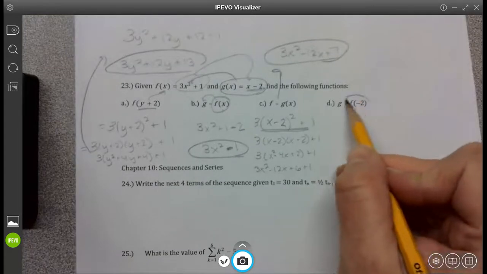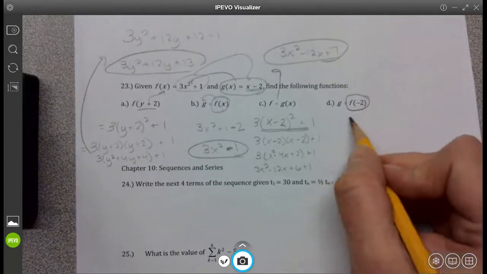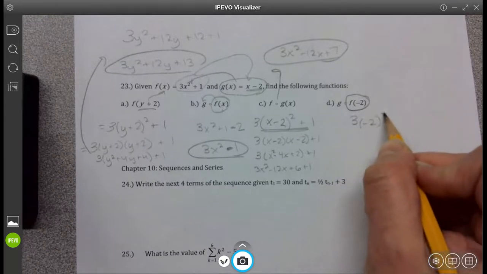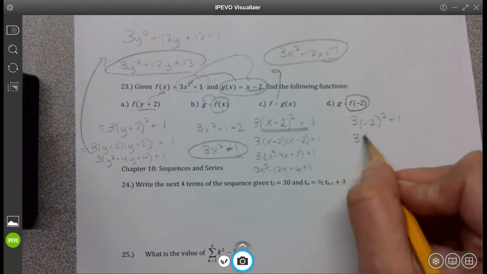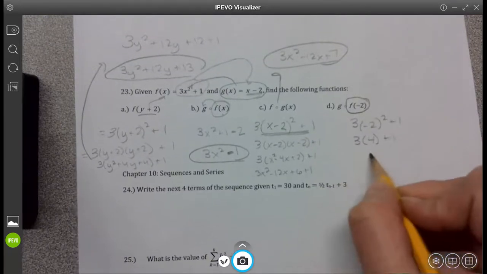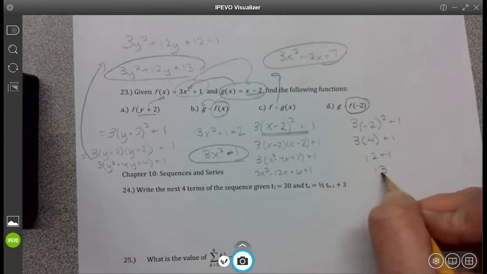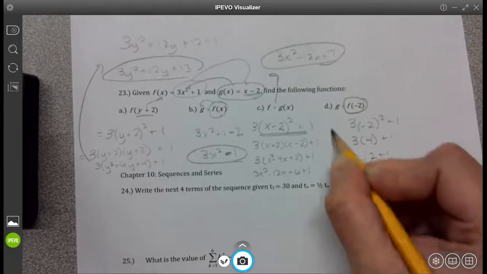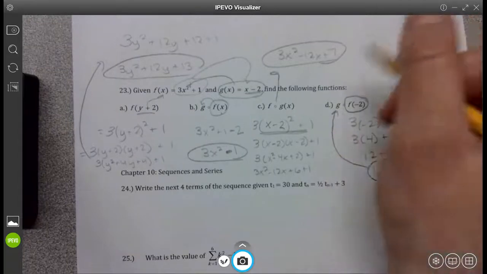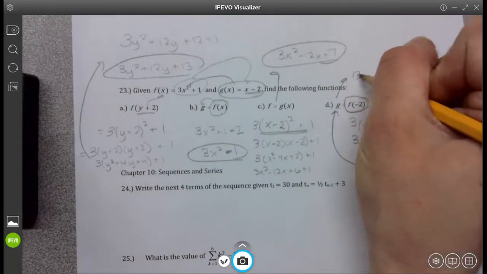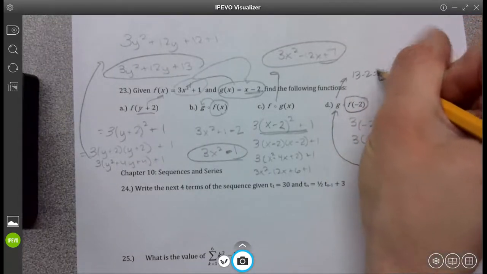This one, you're putting negative 2 in for f. So 3 negative 2 squared plus 1 is 3 times 4 plus 1. 12 plus 1, 13. Then you're taking that 13 and putting it into g. 13 minus 2, which is 11.